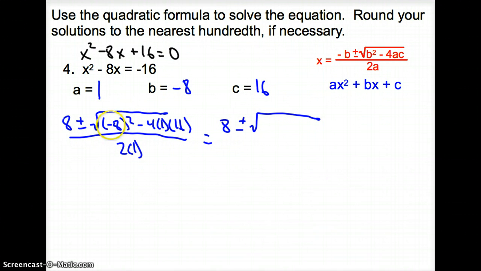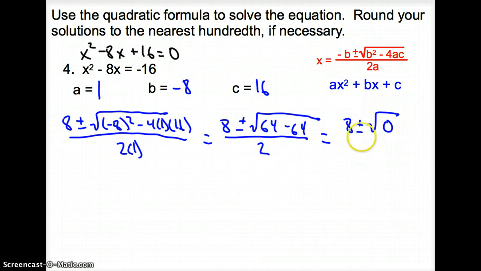And that simplifies to 8 plus minus the square root. Remember, this is a -8 squared. Be careful when you punch it into your calculator. -8 times -8 is a positive 64 minus 4 times 16 is 64, all over 2. We simplify this to be 8 plus minus the square root of 0. 64 minus 64 is 0, all over 2.